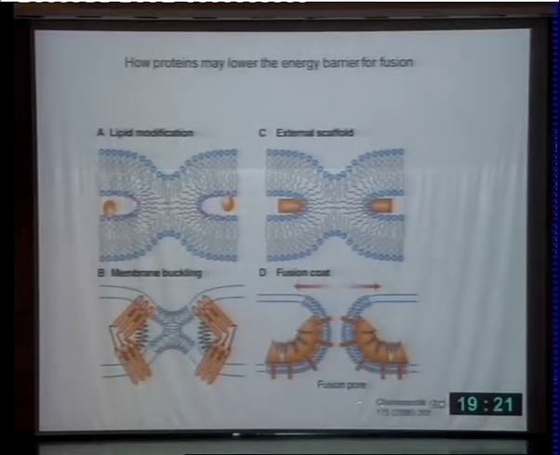Anyway, again, taking from a nice paper by Leonid Chernomordik and Michael Kozlov, how could proteins overcome the energy barriers? There were several models. I don't want to discuss them in detail, but one of them, which looks particularly appealing to a SNARE person, is this one, where we have proteins extending into the membranes of both membranes, and then basically creating some kind of a mechanical force.